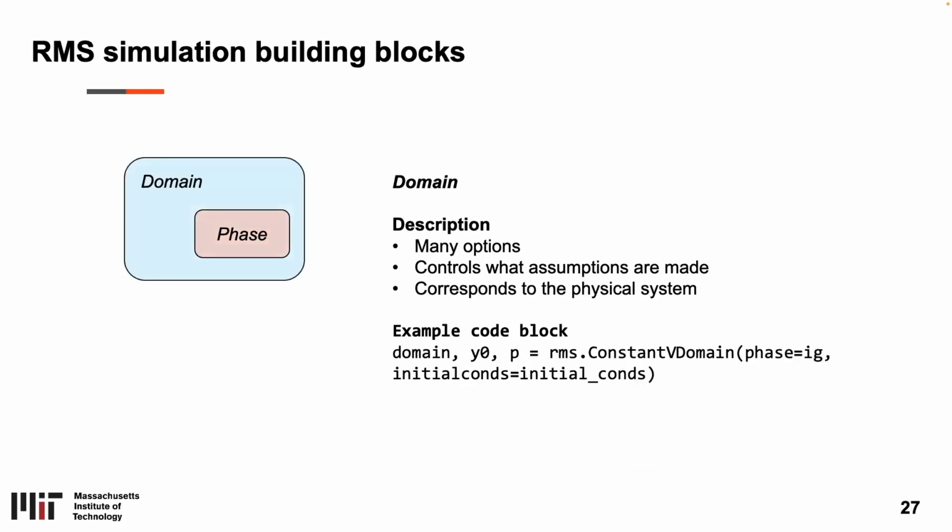The second level is called domain, where there are many options. What it controls is what assumptions are made when you do the simulations, and it often corresponds to your physical system. For example, constant volume corresponds to experiments where your reactor size is not changing, so you would use a constant volume. If your reactor temperature is not changing during experiments, you can use constant temperature. If the pressure is constant, you can do that too.